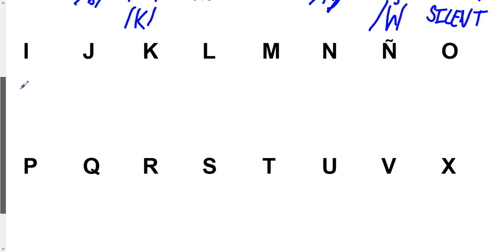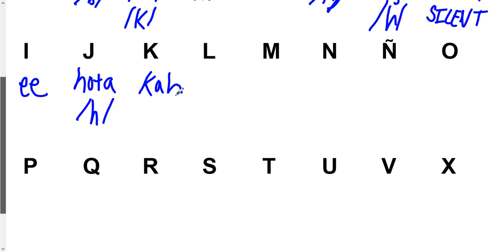Repite, I. I, both its name and its pronunciation. Jota. Repite, jota. And like the soft G, it's pronounced as an H. Jaguar. This one is ka, and it is pronounced as a k. It's very seldom used. It's usually only used in borrowed words from other languages.